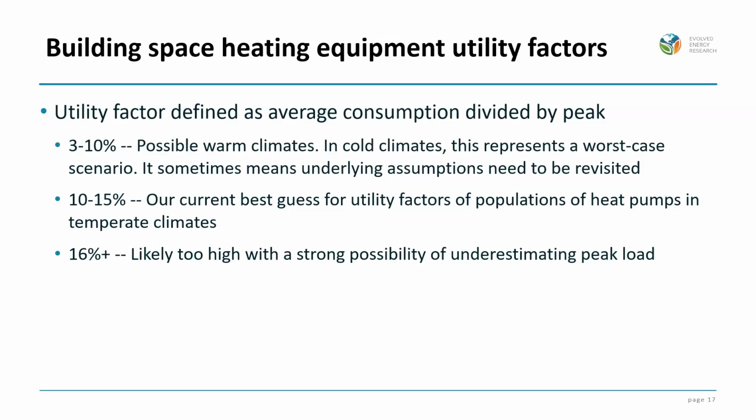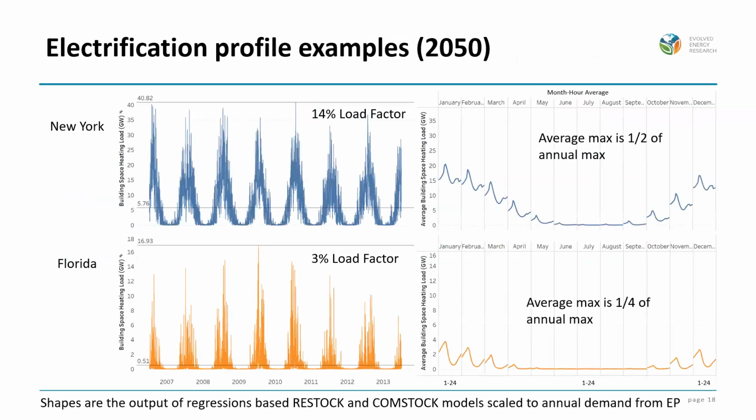The 10 to 15% range, I would call this our current best guess for utility factors in populations of heat pumps in temperate climates. So this is kind of at a state level. And then a 16% utility factor plus, I would say probably has a strong possibility of underestimating peak load from what we've seen. And these are two examples.